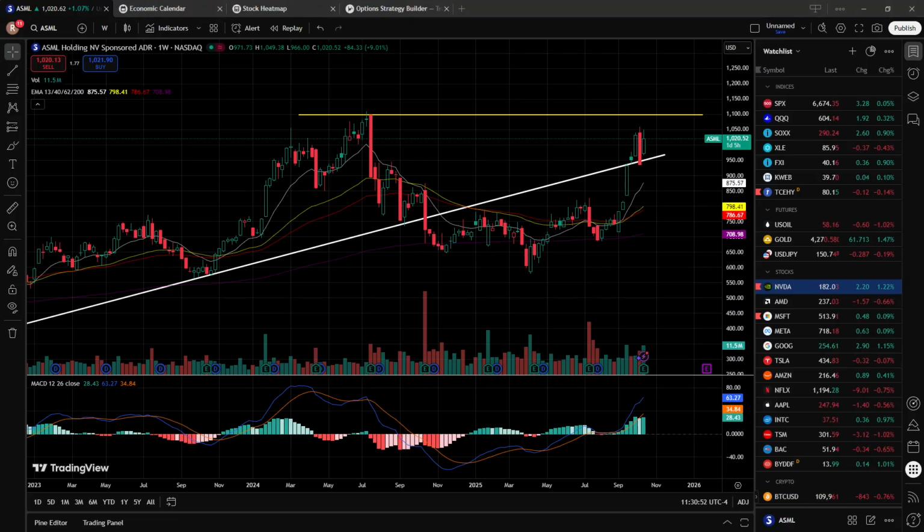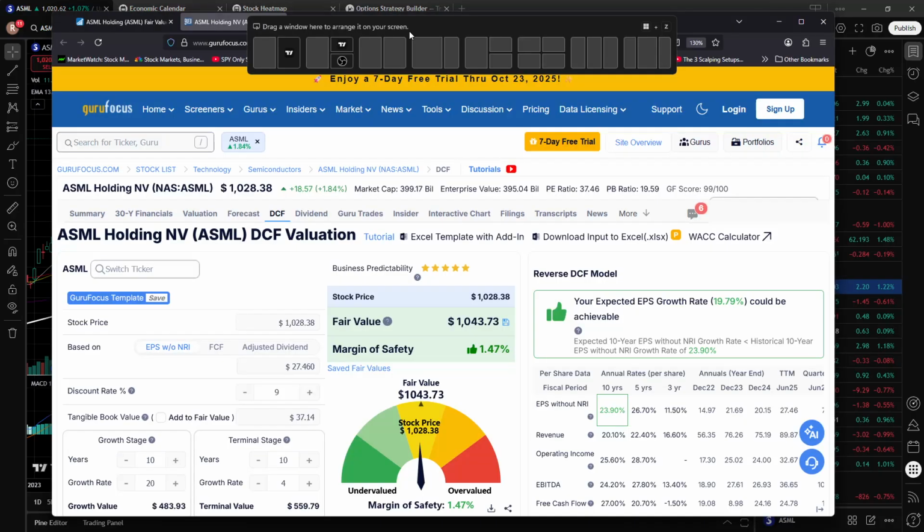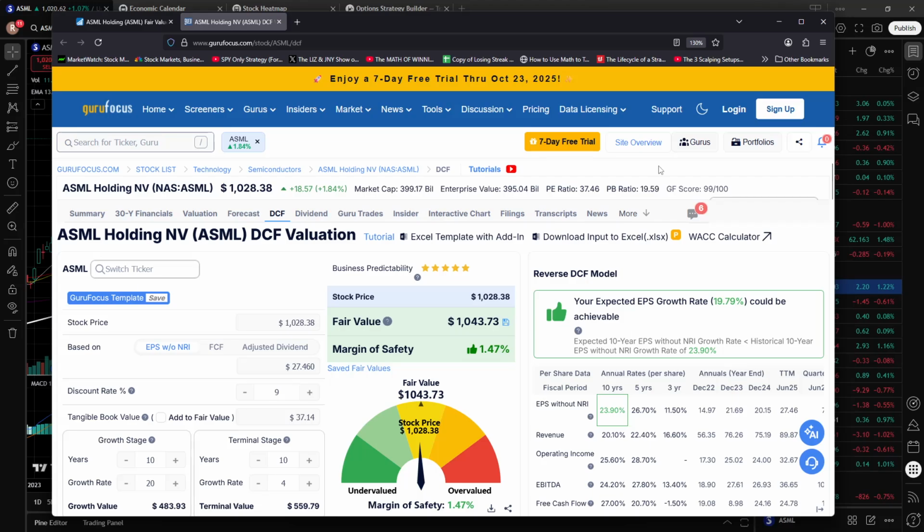Fundamentals. Move right along into fundamentals. DCF, discounted cash flow models. Google ASML DCF and pick one. I use GuruFocus so I can see earnings per share projections for 10 years, 5 years, 3 years, and so on. The current fair market value is 1043. If I do my own analysis, it's probably 100 above, 100 below, around this area. This is a quick way to do a DCF. When you have time, you can go back and build your own models and plug in the numbers.